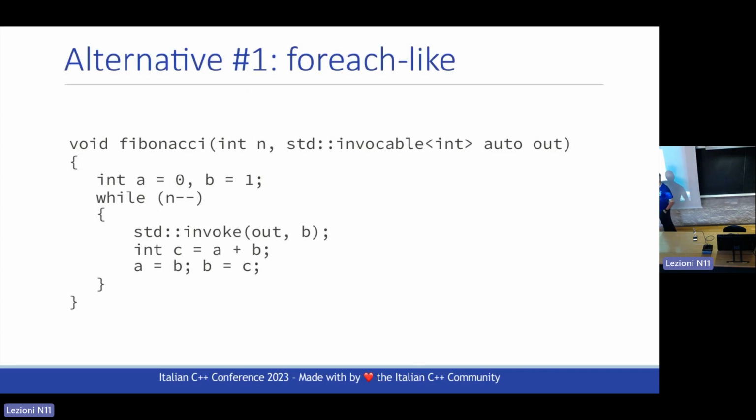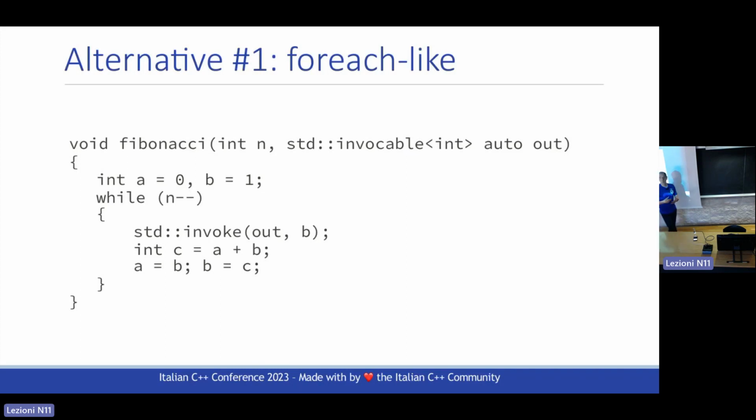Don't be fooled by the notation. This is a compact notation introduced in C++20. This is actually a template because of this auto here. Invocable is a concept, it's not a type. So the type is std::invocable<int> auto. So this is a callback that is invoked here. The code enters the loop, and when it starts here, it calls back the caller code with the value that is being produced.